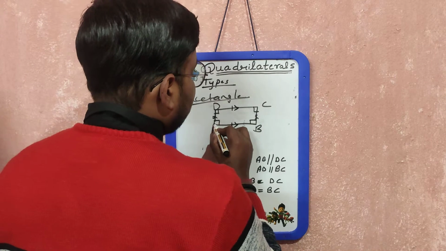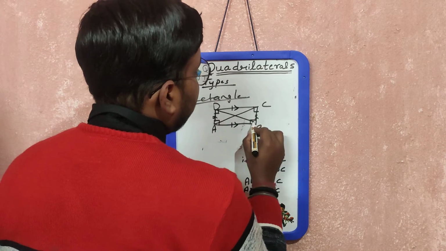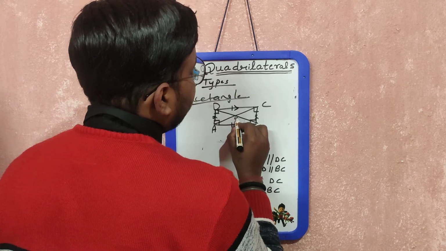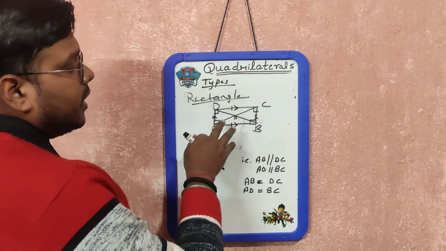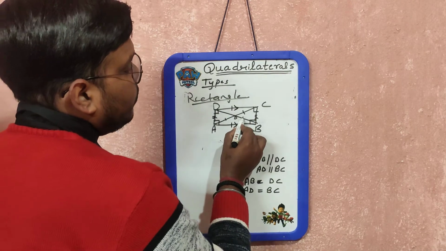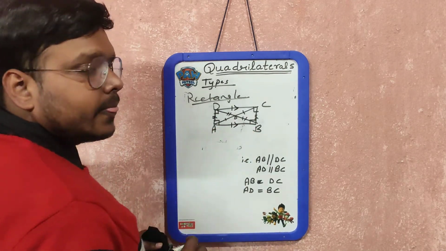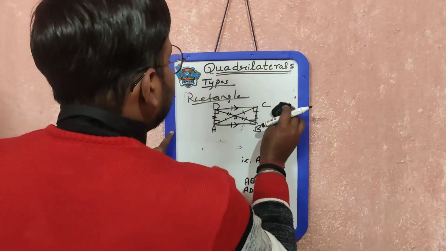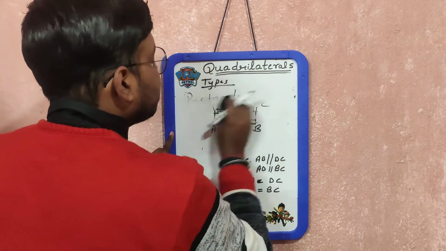Also in a rectangle the diagonals bisect each other. That means if we take the diagonal AC, OA is equal to OC and OB is equal to OD. Clear? Now we move towards the square.